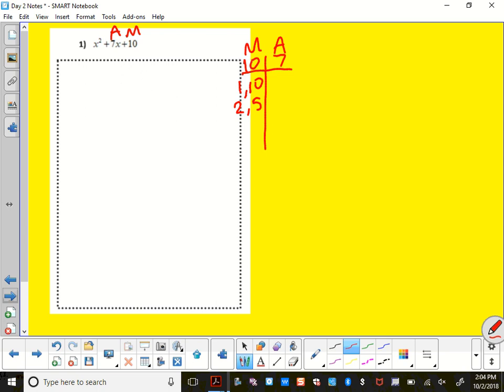And then we can also do the negatives, but I have a positive 7 here, so I'm going to just leave everything positive. Which one of those, if I add them, will give me 7? 2 and 5. 2 plus 5 gives me 7. This one does not work.